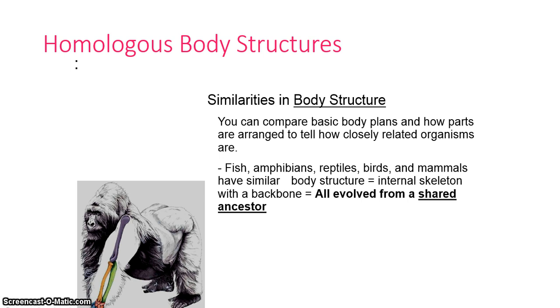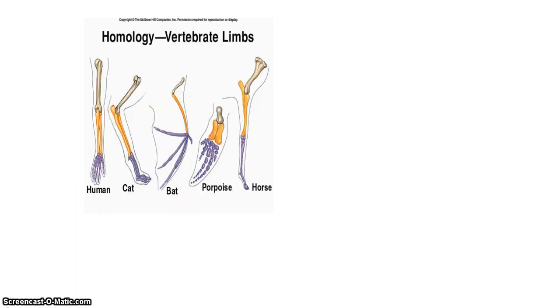If you look at fish, amphibians, reptiles, birds, and mammals, they all have a similar body structure, right? They all have an internal skeleton with a backbone. That means they all evolved from a shared common ancestor. If you look at this image, you can see that in each of these vertebrate limbs, there are a lot of similarities.